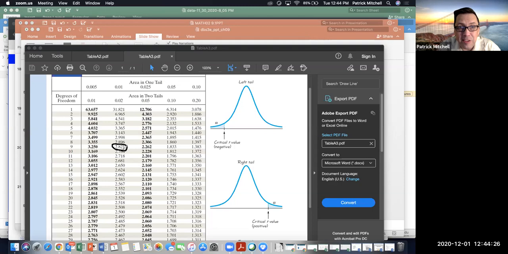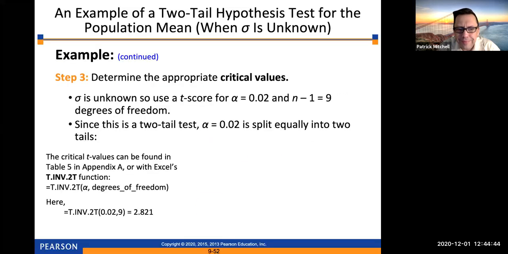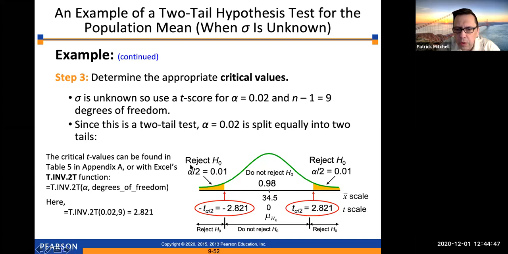And since this is a two-tailed test, that means we have two critical values, plus and minus 2.821. All right, so let's get rid of that. All right, so this is what your rejection region looks like. We're going to reject our null hypothesis if our calculated test statistic is either less than negative 2.821 or greater than 2.821.